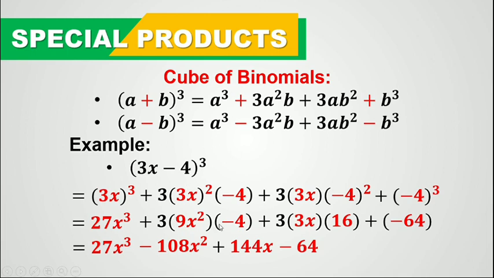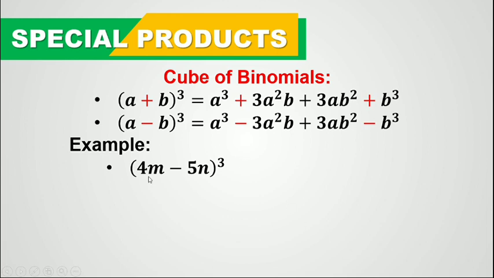So, let's try an example where the sign is minus instead of plus. So let's try the quantity 4m minus 5n, cubed. We're going to cube this binomial. Subtraction is the sign here. Again, following the pattern, you just have to cube the first term. The first term is 4m, so we're going to cube that.